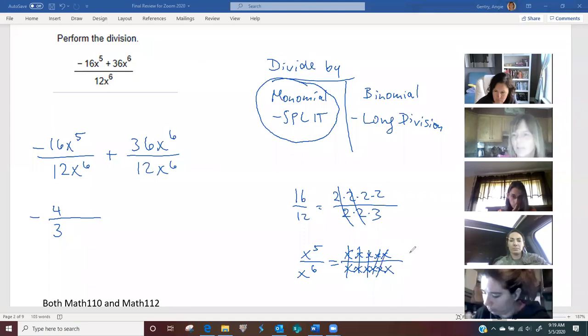And where is it? That's the key. Some people say, well, it's just x. It's not x. It's really 1 over x, because x is downstairs and it needs to stay there.